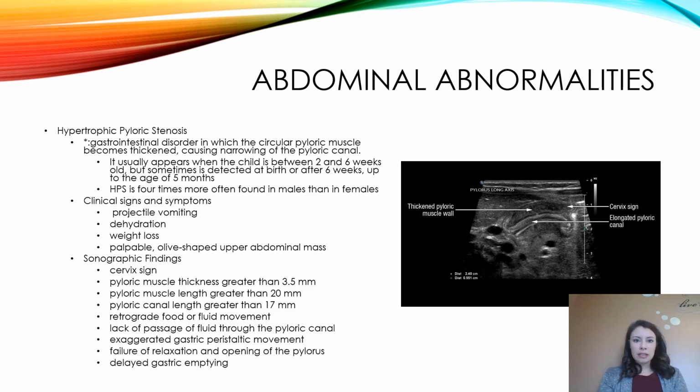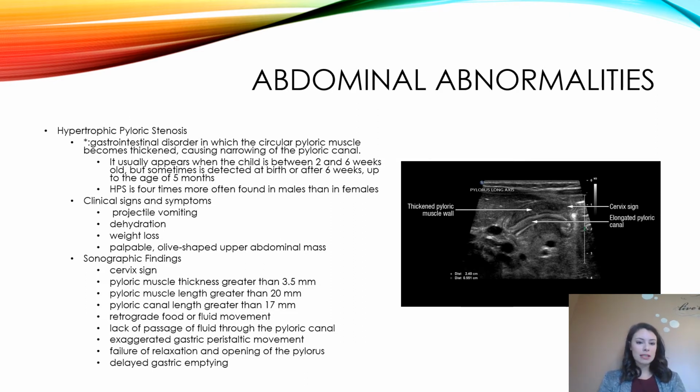Some lab findings can be a hypochloremic, hypokalemic metabolic alkalosis, possibly some hypernatremia or hyponatremia, and that's the result of dehydration, possibly elevated unconjugated bilirubin levels, and that's not listed here, but that's just something to think about. Some clinical signs and symptoms: projectile vomiting, dehydration, weight loss, palpable or olive-shaped upper abdominal mass.